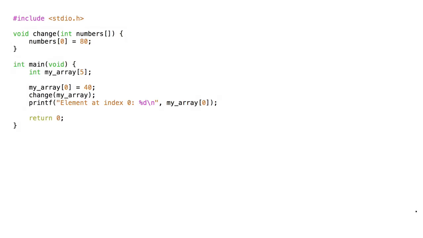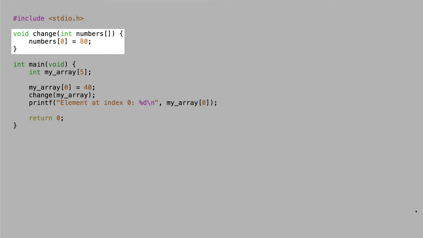When studying arrays, you learned that you can't really pass an array to a function. What you end up doing is passing a pointer to the first element of the array. And as a result, the function can make changes to the array. Here's an example. We have a function here that changes the first element of the array to 80.